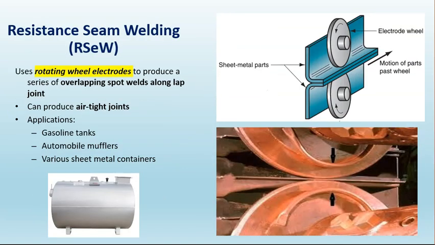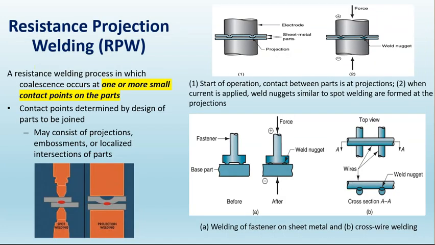This one is for resistance seam welding, in which they have two electrode wheels, usually for airtight joints such as gasoline tanks. So these are examples of the seaming process. And this is the newer one, projection welding. Usually they have a smaller contact compared to spot welding. Here this one is spot welding, so with projection they have a bigger surface for the joint.